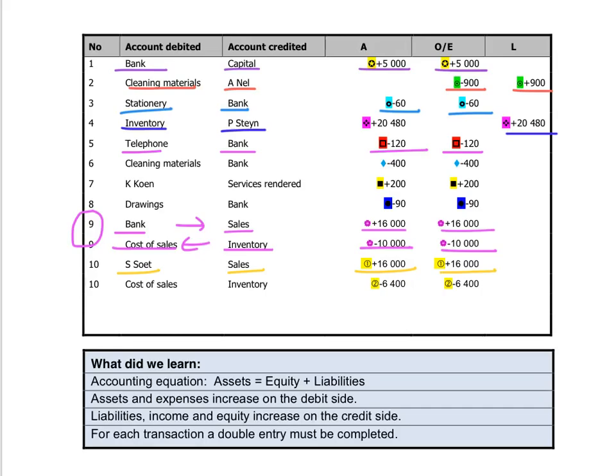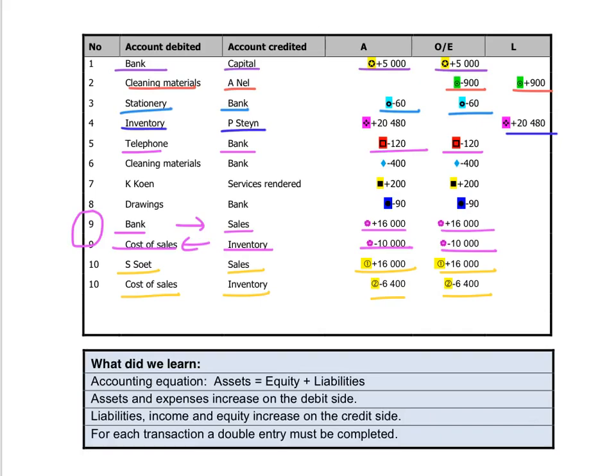We've taken the things out of our inventory, so my inventory asset decreases. The expense cost of sales is debited to increase the expense. Expenses decrease profits, so my profit will decrease with 6,400. That will reduce equity.